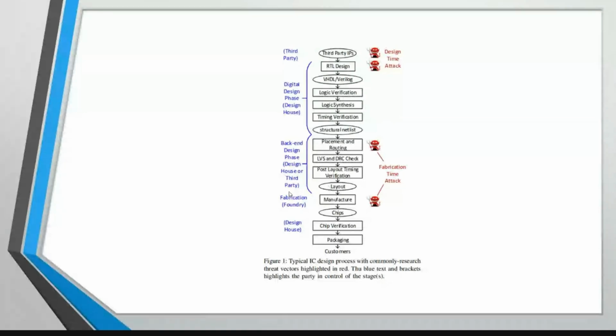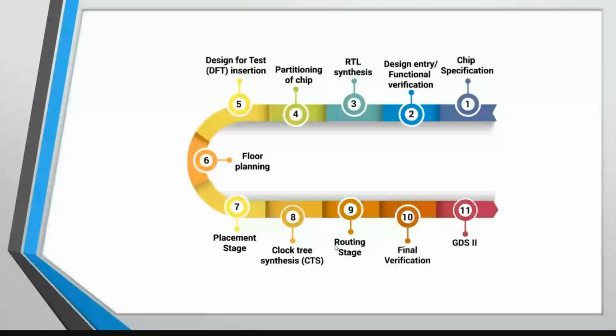That is called the fabrication stage. It goes to the foundry. After the IC got manufactured, it converts into individual chips, and each chip will be verified again, packaged, and it will go to the customer.